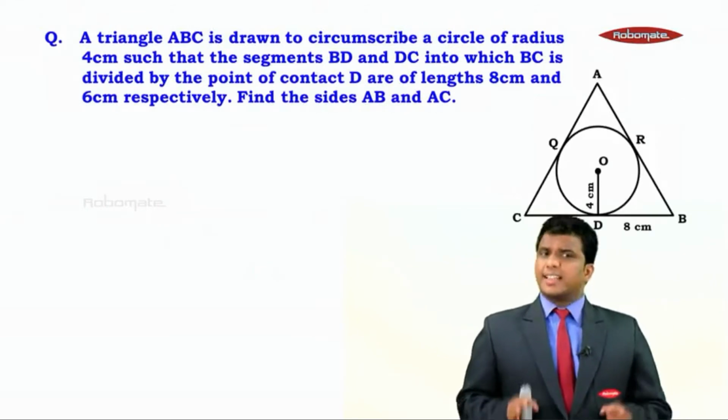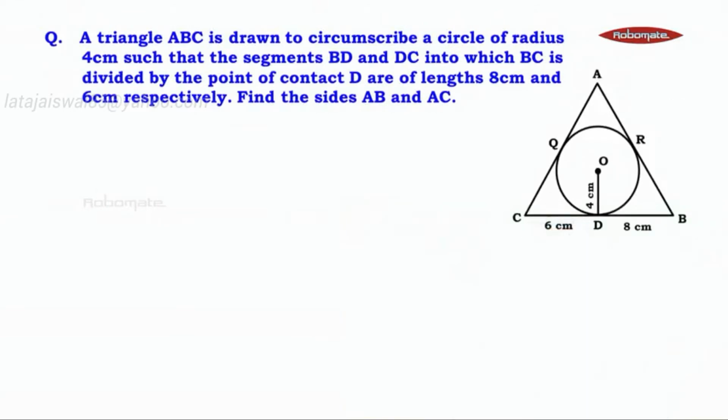The question says that a triangle ABC is drawn to circumscribe a circle of radius 4 cm such that the segments BD and DC, in which BC is divided by the point of contact D, are of lengths 8 cm and 6 cm respectively. Find the sides AB and AC.